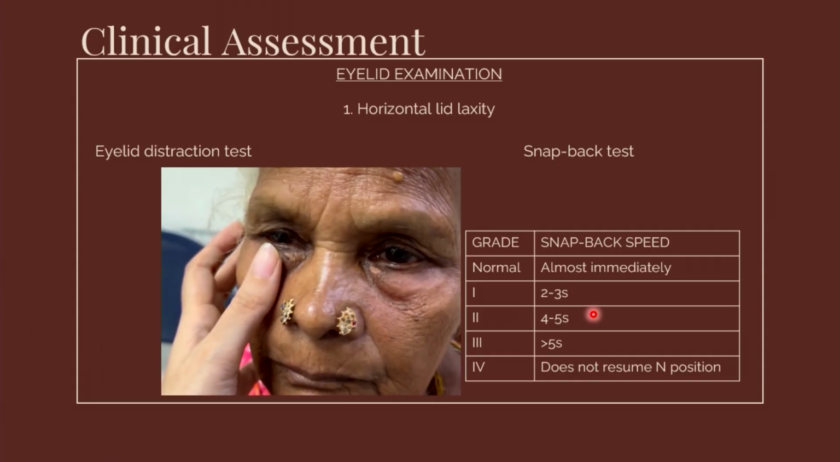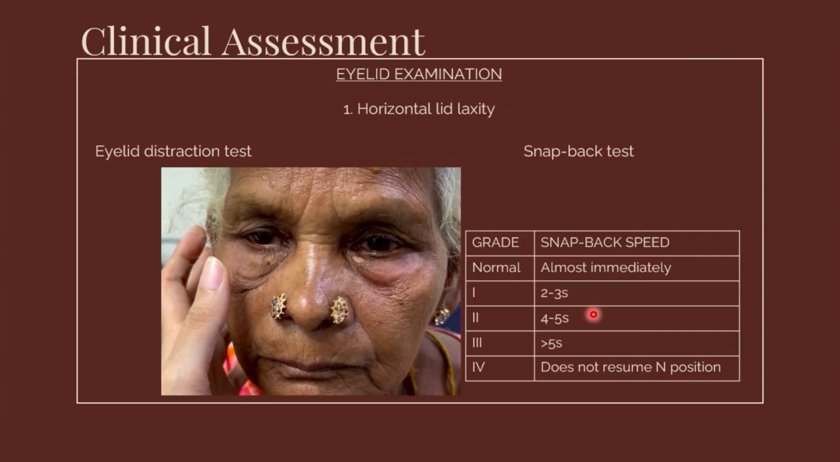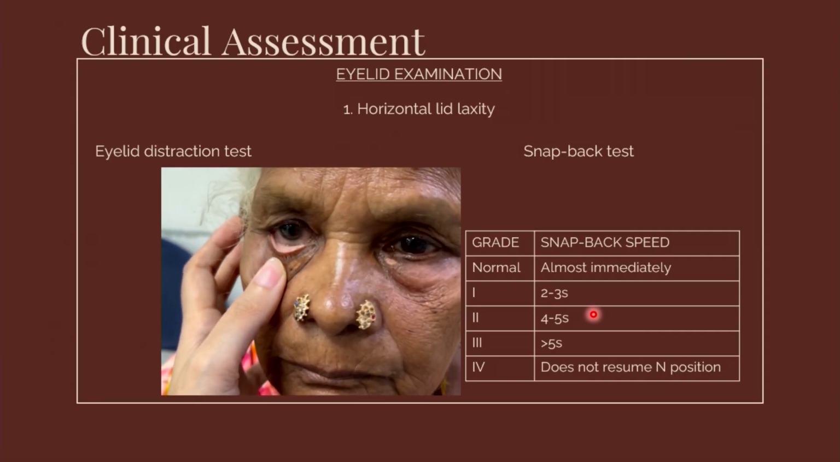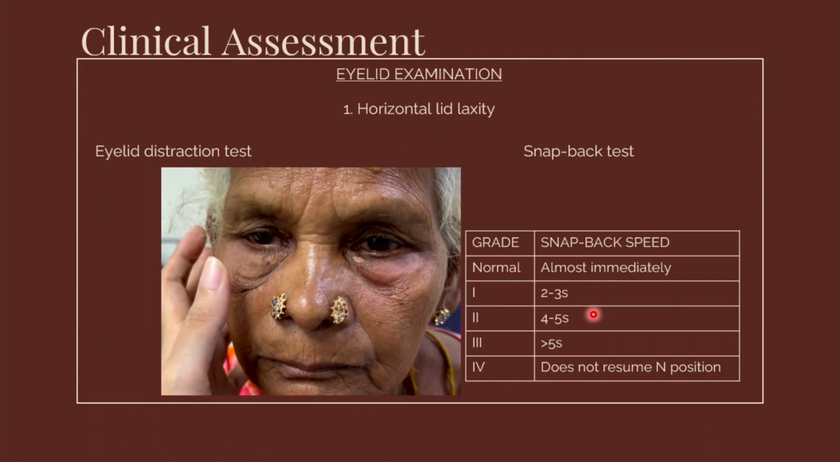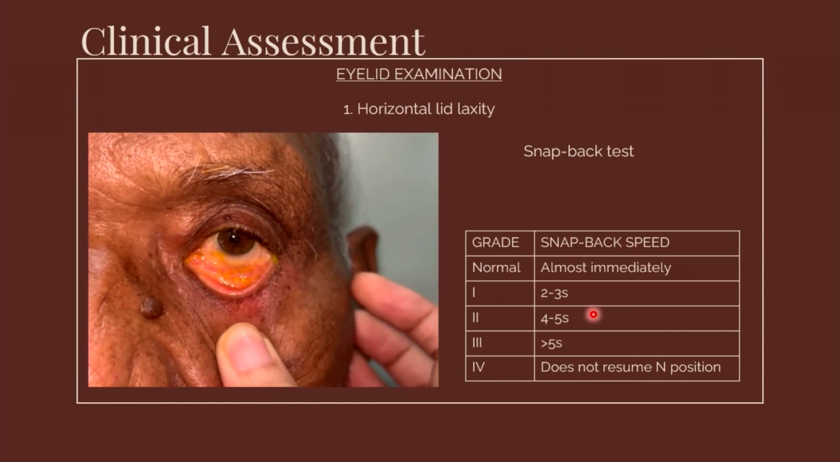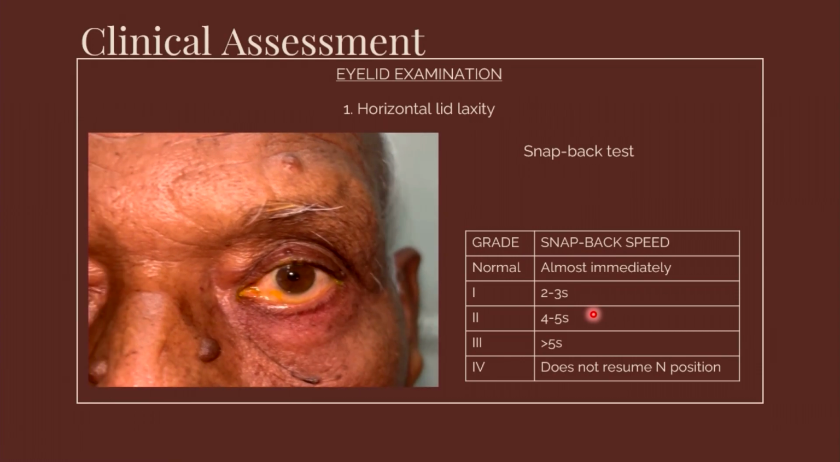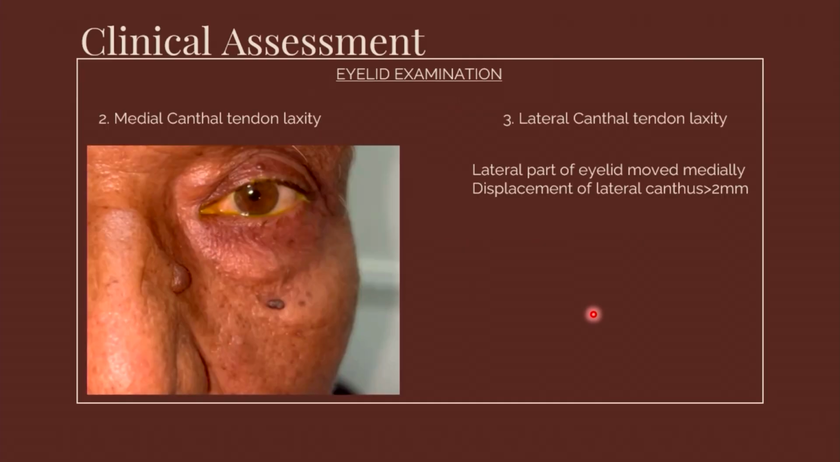In the snapback test, you're pulling the lower lid margin downwards and you're releasing it. So normally, as we can see in this patient, it snaps back immediately as soon as you leave it. So that is normal. Now when we look at this patient, it takes some time to assume normal position. So this could be graded as grade 1, and similarly if it takes 4 to 5 seconds, it's grade 2. Anything more than 5 seconds is grade 3, and if it absolutely does not resume normal position, it is deemed grade 4.